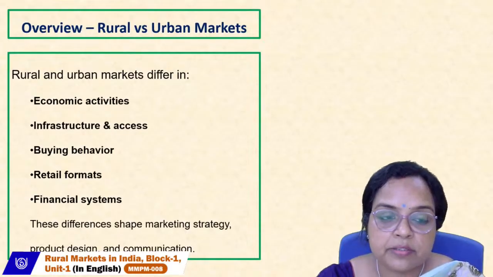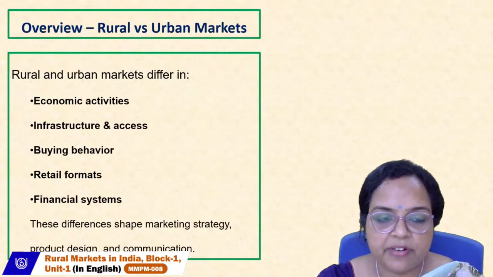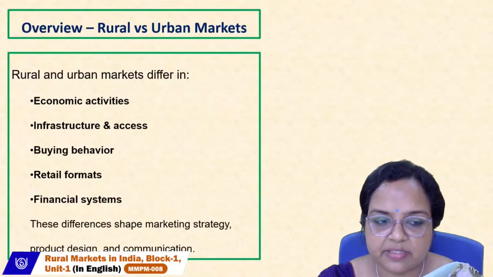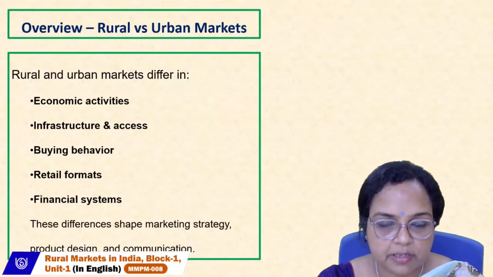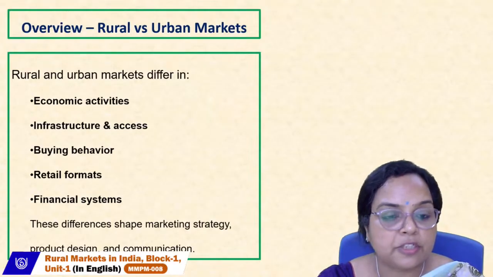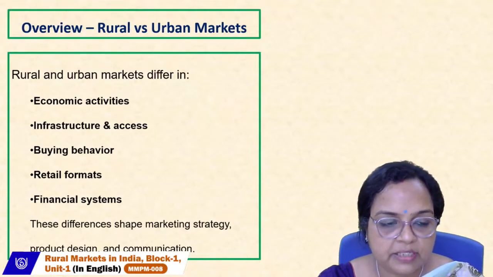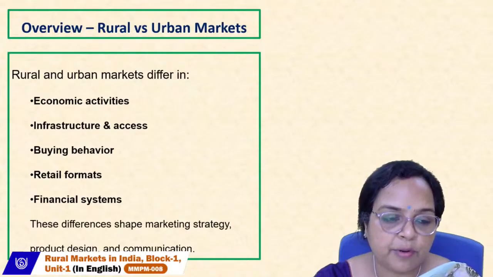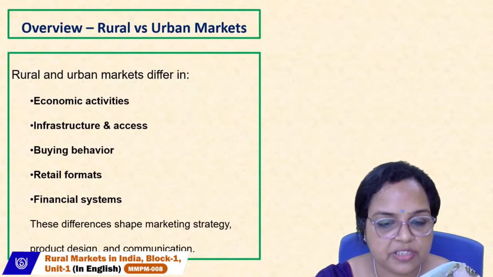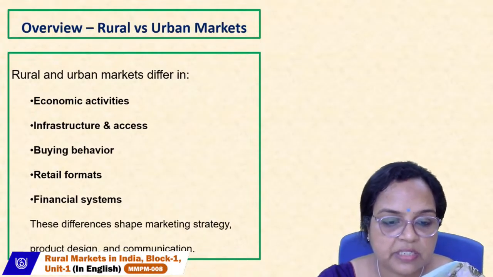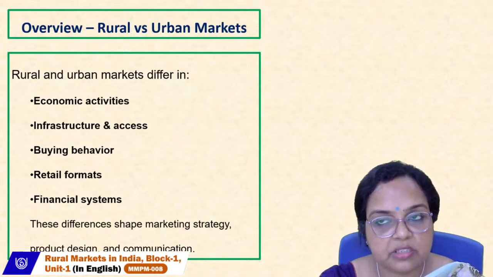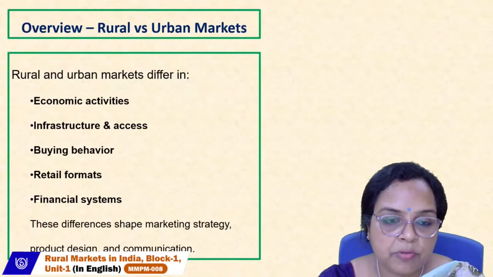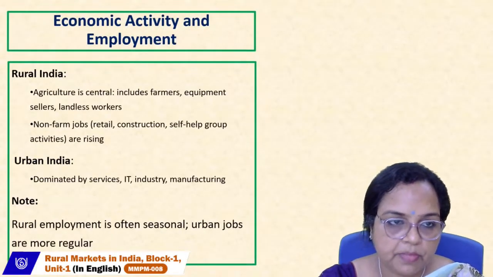The second point that makes rural different from urban is infrastructure and access. The third is buying behavior of consumers living in the rural belt and consumers living in urban areas. The next one is retail formats, and the last one is the financial system. These differences shape marketing strategy, product design, and communication, and these are all elements of the marketing mix.